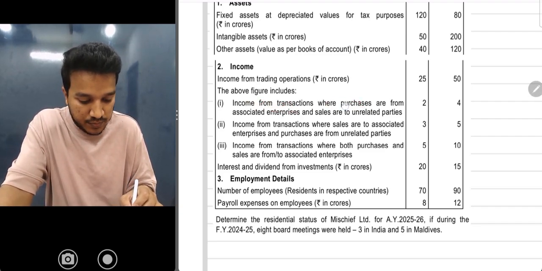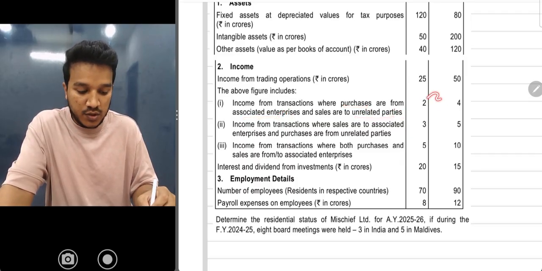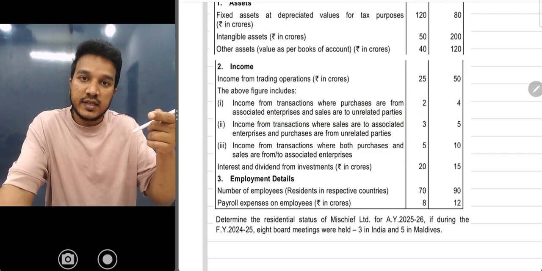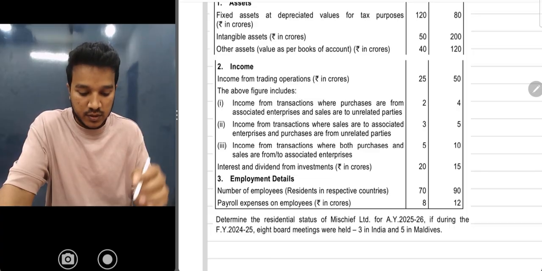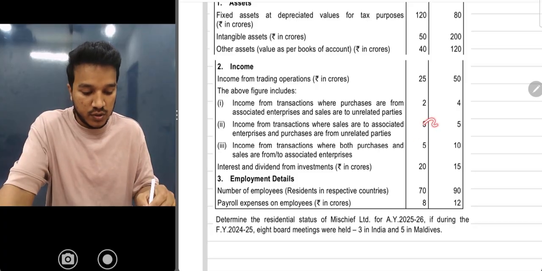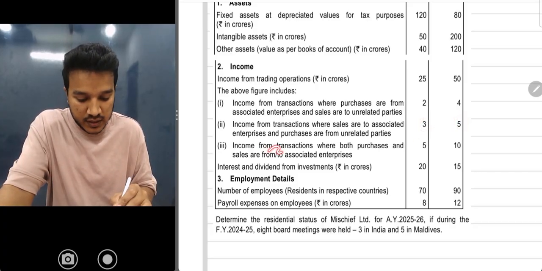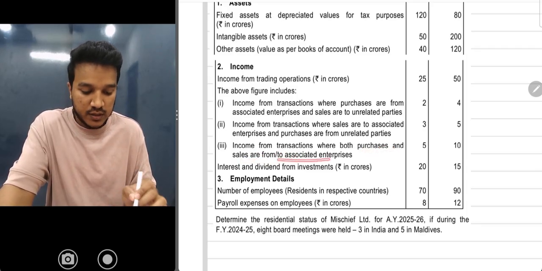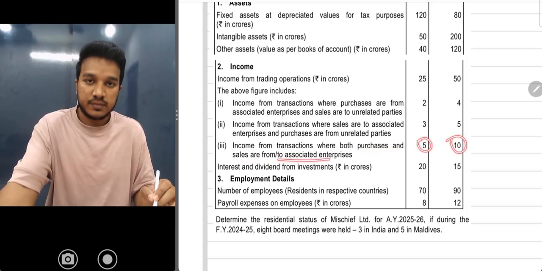In your trading business, income from transactions where purchases are from an associate enterprise and sales to an unrelated party, you will not consider this. Purchases and sales both should be to your associate enterprise only. Income from transactions where sales are to an associate enterprise but purchases from unrelated parties, this also you will not consider. Third one, income from transactions where both purchases and sales are from or to an associate enterprise, this you will consider for passive income.